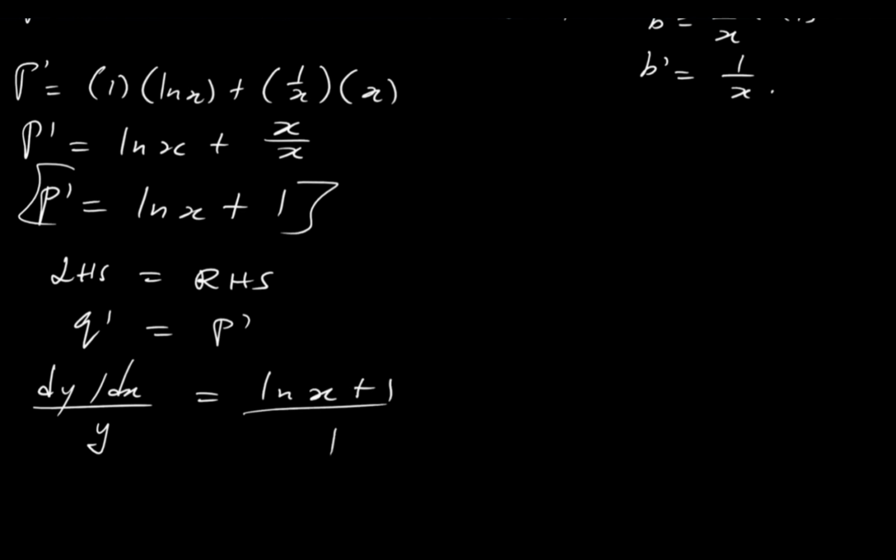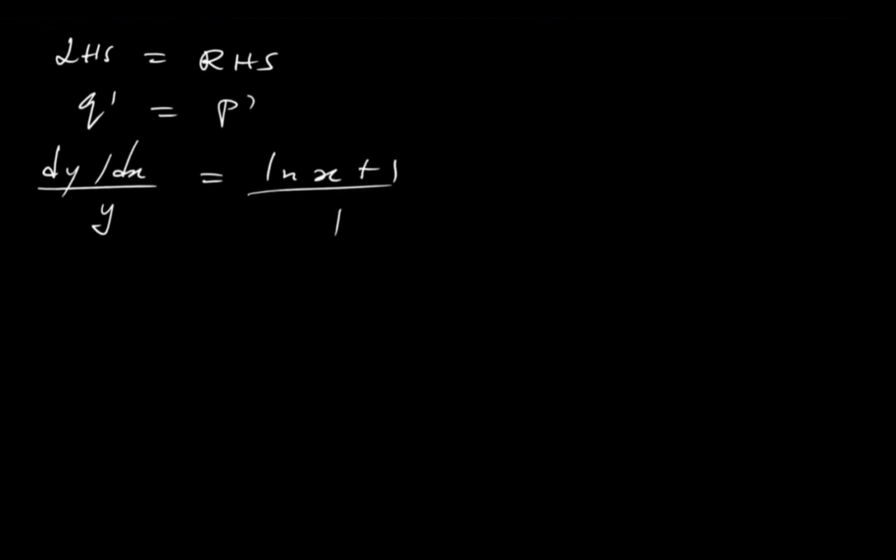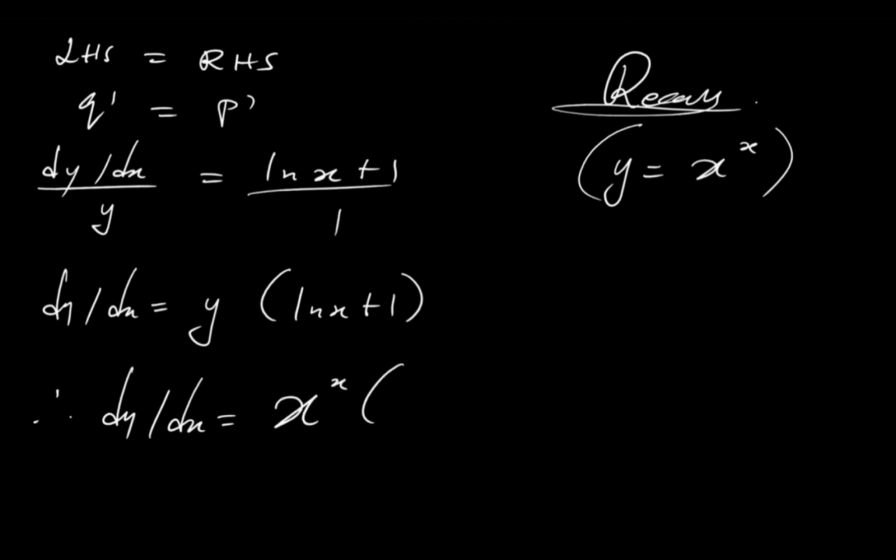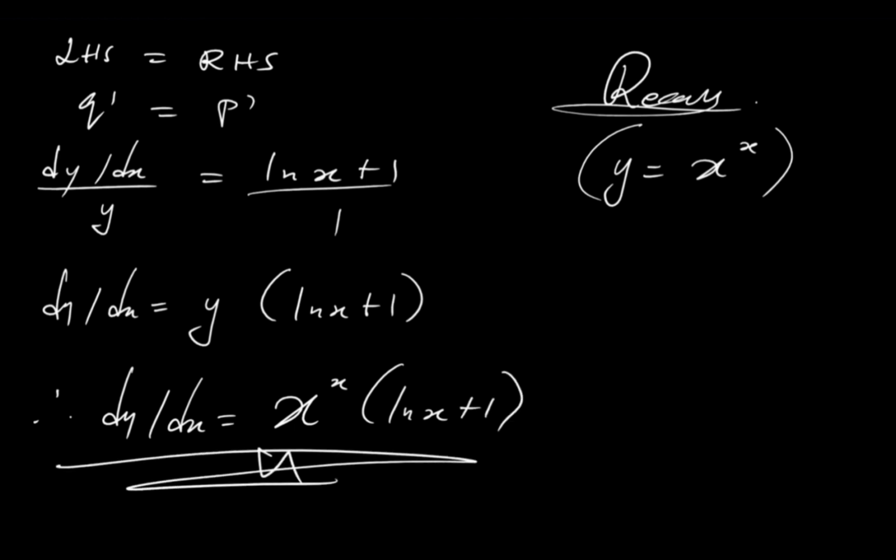We can just cross multiply this, and if we do that, we'll get dy over dx being equal to y times ln x plus 1. Now, if you can recall, the value of y is simply x to the x. So you just get the value of y and plug it in for y. Therefore, dy over dx is equal to x to the x times ln x plus 1. And this is your derivative.